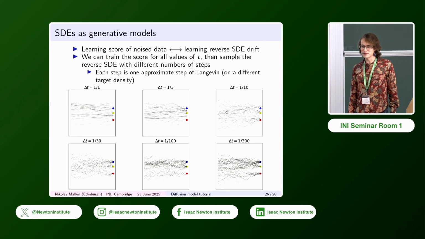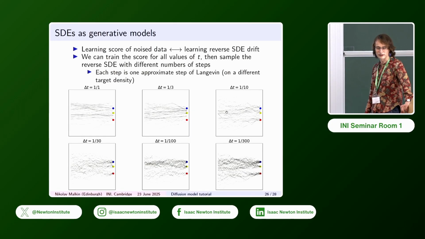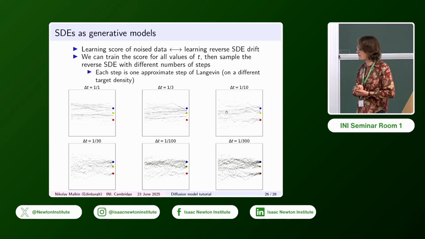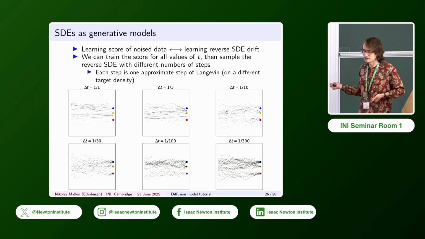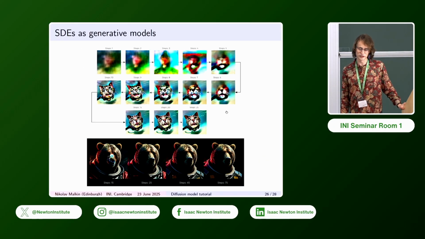So the more steps I take, the finer I discretize the integration of the stochastic dynamical system that I fit, the better result I get. And this is an important choice at inference time. It allows us to trade off sample quality for compute.